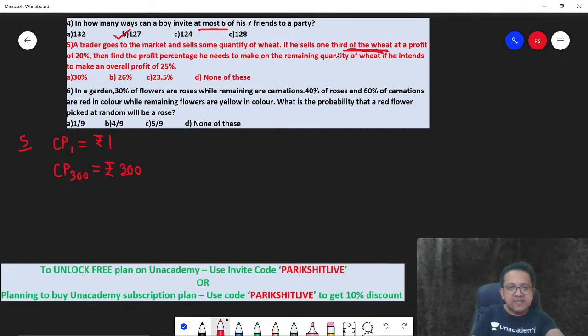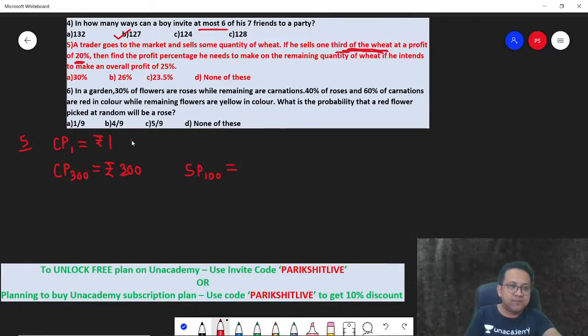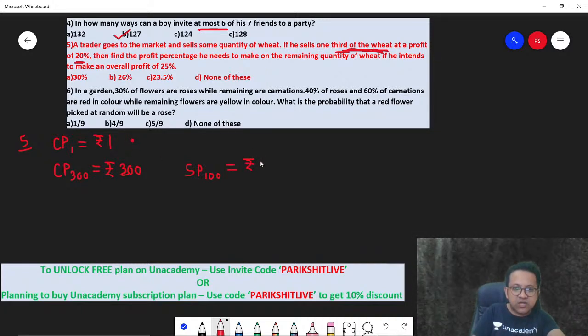Now they are saying he sells 1/3 of the wheat. If you're selling 1/3, basically it means you are selling 100 grams. Remember, total I've assumed to be 300. So 100 grams you are selling at 20% profit. 20% profit means 100 grams should have cost 100 rupees, because I assumed 1 gram 1 rupee. That's an assumption. But you are making 20% profit, meaning 100 grams is costing you 120 rupees.